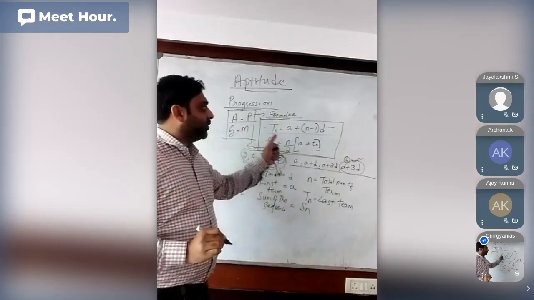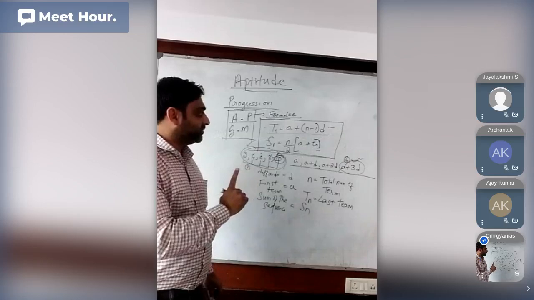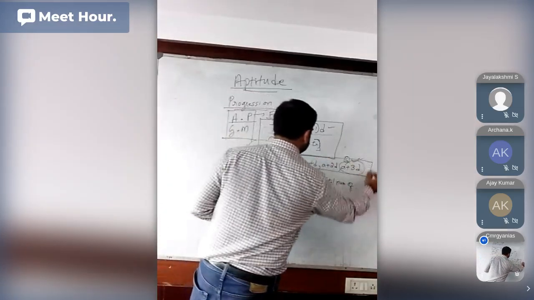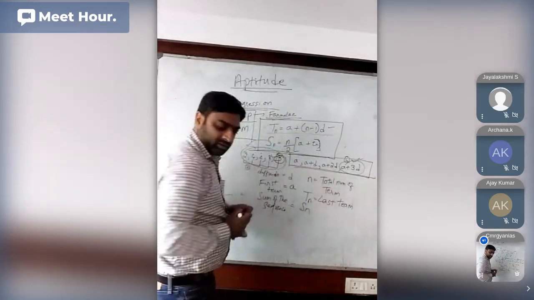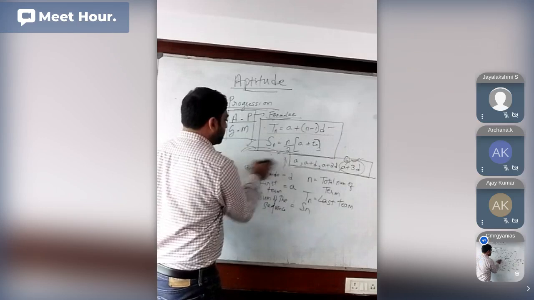T of n is equal to A plus n minus 1 into D. So please write down this. What all to write down, I'll tell you. What all to write down, I have put a box. And if you want to write down this series as example.